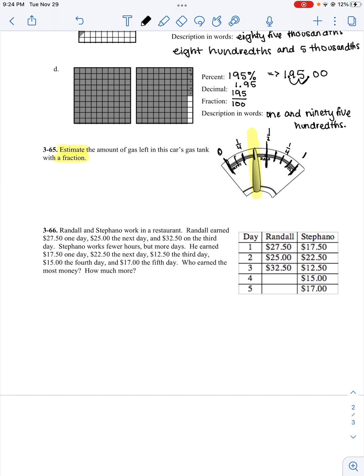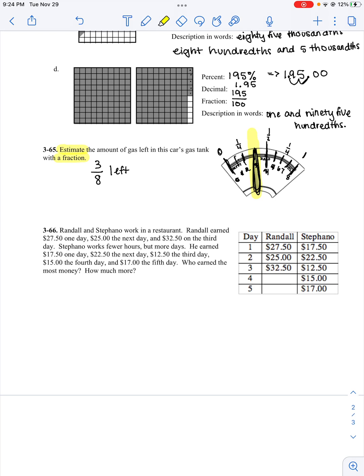So what I can do is say, okay, well, how many dashes do I have? I have 1, 2, 3, 4, 5, 6. Sorry, this is a 0. 1, 2, 3, 4, 5, 6, 7, 8. So I have 8 dashes, and my meter is at the third one. So my estimate is that the gas tank is about 3/8 full, or it has 3/8 left.